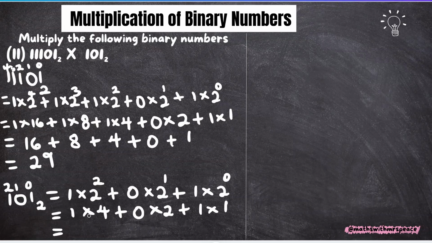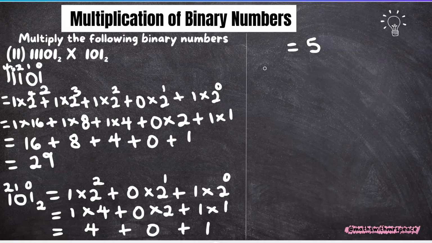We have 1 times 4, which is 4, plus 0 times 2, which will give us 0. And then we have 1 times 1, which is equal to 1. And then when we add this, we're going to get our answer to be equal to 5. So now we have converted the second number as well.